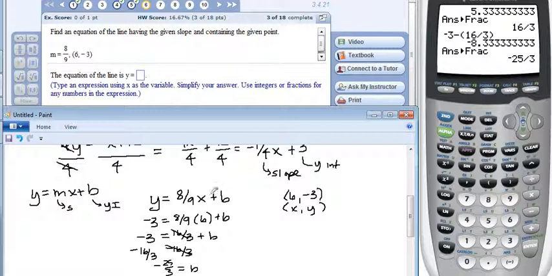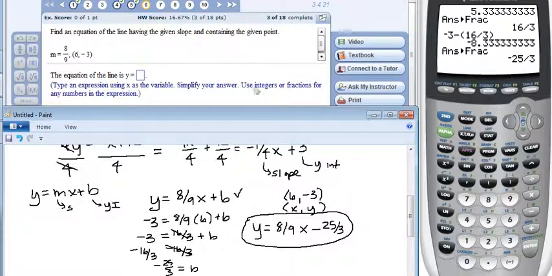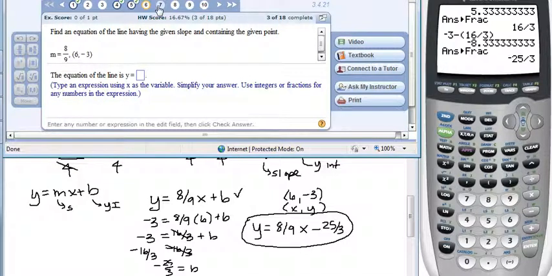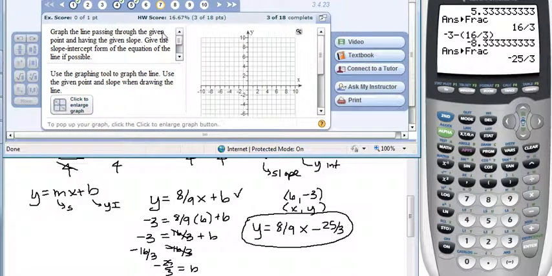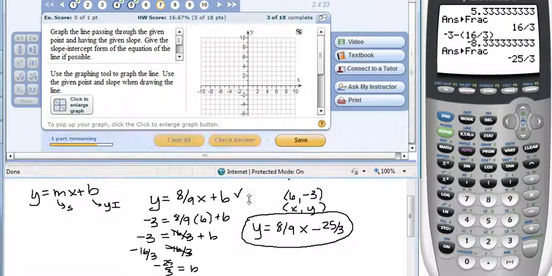So we are going to go back up in here and put that in. We always want our y, we always want our x, and then we have our y-intercept. So here's my line right here. Okay, 8/9 x minus 25/3. Okay, so let's see what else we got in here. Drag this down.